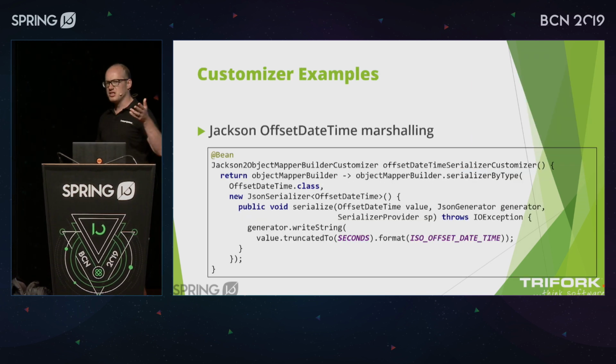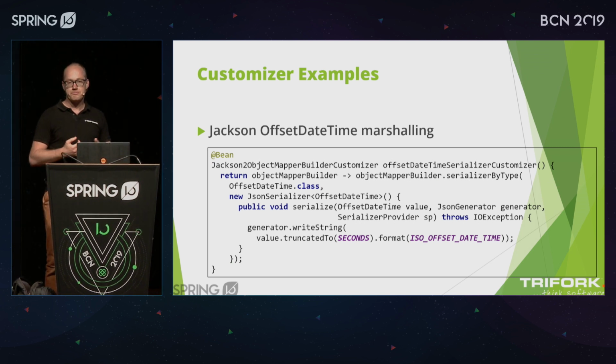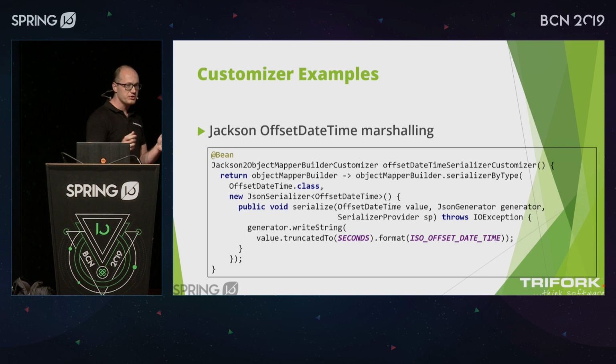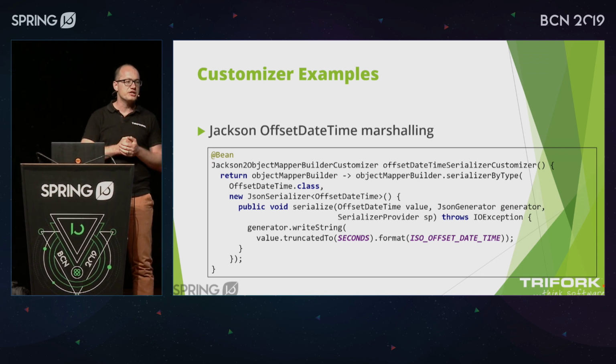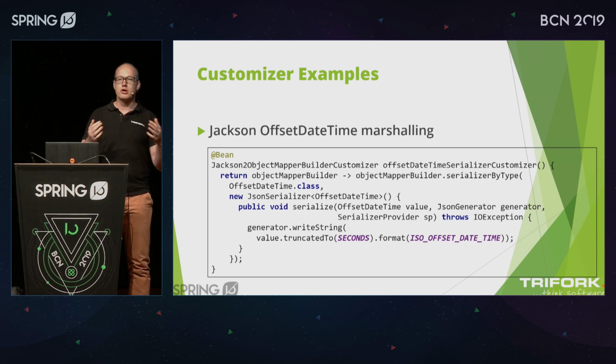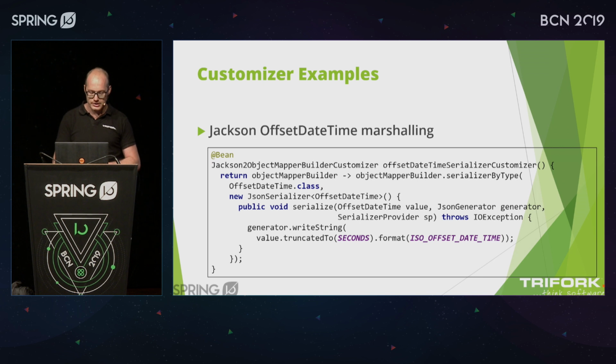Here, for example, just to get an idea of what that's like, I have configured a customizer for Jackson, which is a sample out of our actual application where we say, if we want to serialize offset date times, which is a standard Java 8 type, we want to have a different representation of that. And this will ensure that every object mapper in our application that we create through Spring will have that configuration applied.